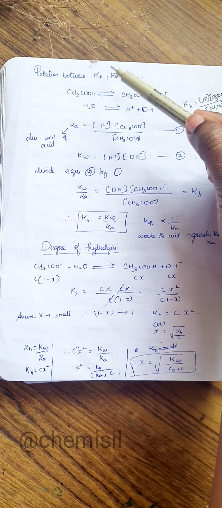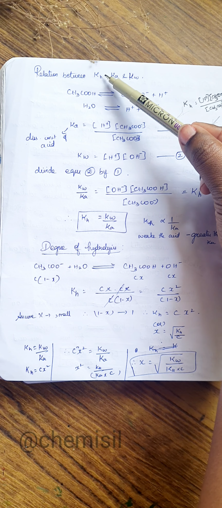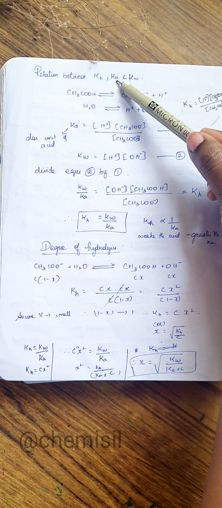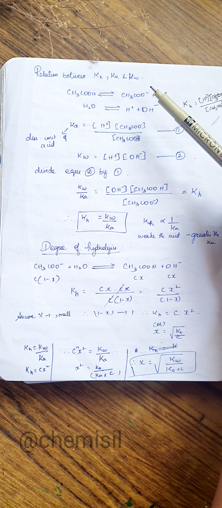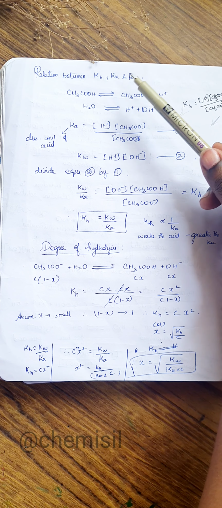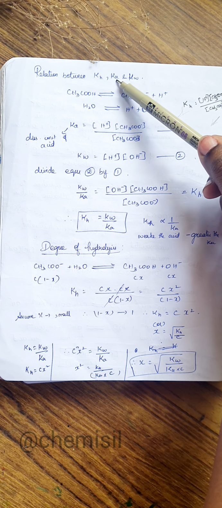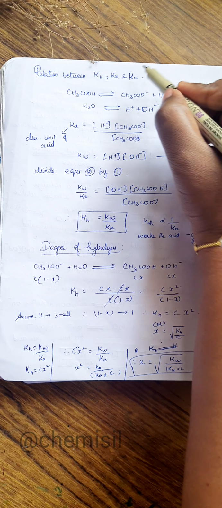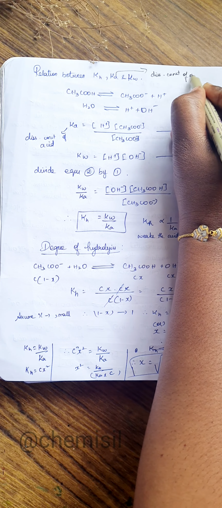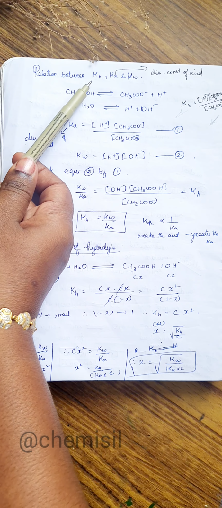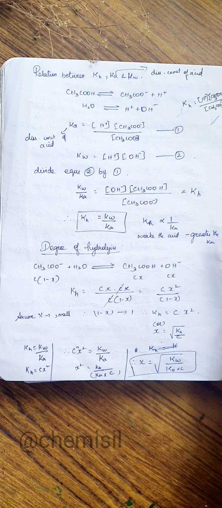Now we will see the relation between the hydrolysis constant KH, Ka and Kw. You already know what is Kw, the ionic product of water. So now we will see the relationship between these things. And Ka here is the dissociation constant of acid, and KH is the hydrolysis constant, Kw is the ionic product of water.